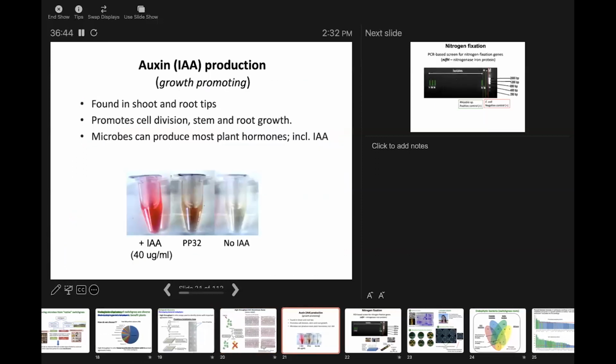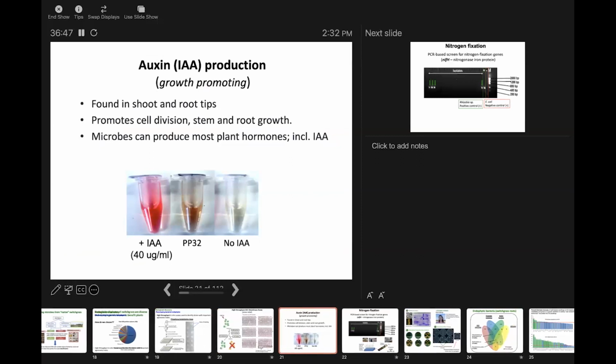Here's another one, auxin. This is a growth hormone that plants produce. Well, it turns out some microbes produce it as well. There's a disease called foolish seedling disease. This is a Fusarium fungus that prematurely causes the rice to be produced. They overuse their growth reserves and die, okay? So what we have here then, this auxin is found in root and shoot tips, promotes cell division, stem and root growth. Again, here's no auxin. This is a defined concentration of auxin, and this one, a bacteria, is somewhere in the middle, okay?